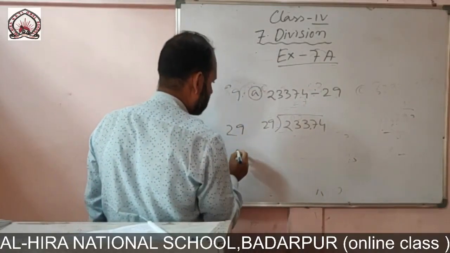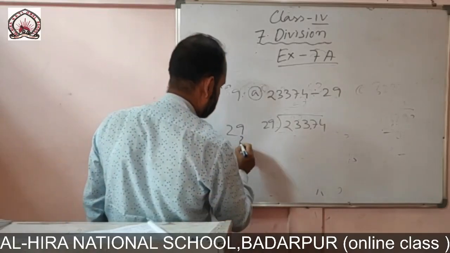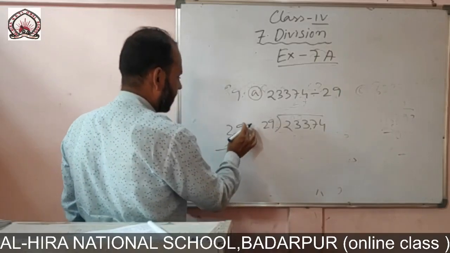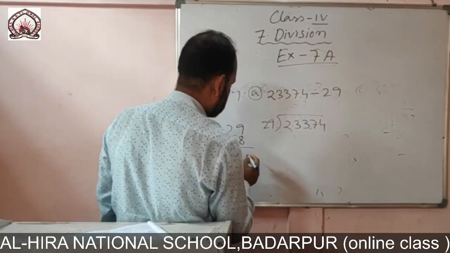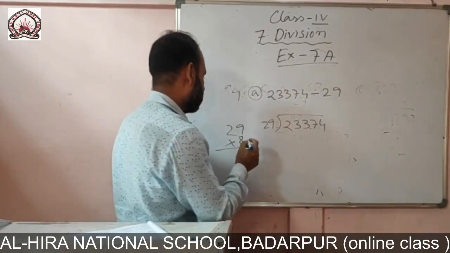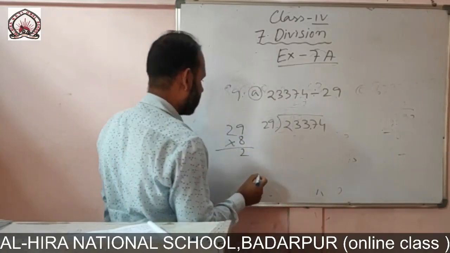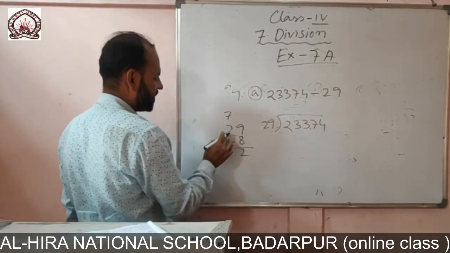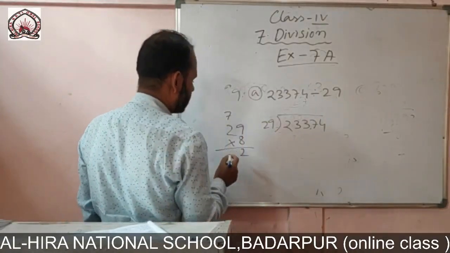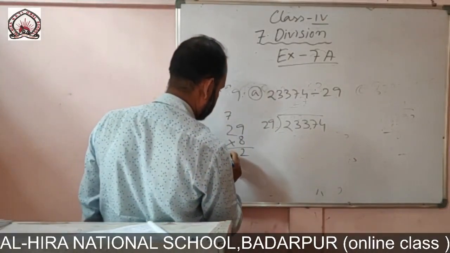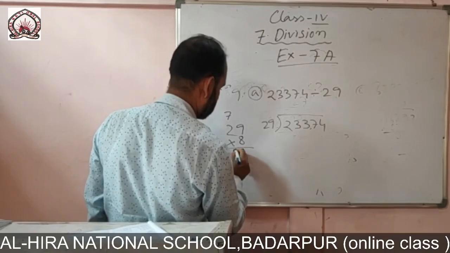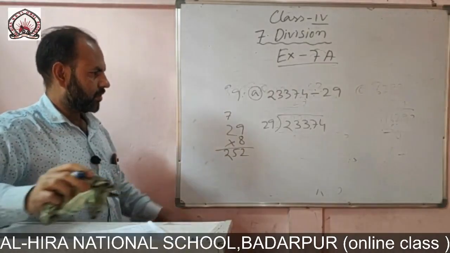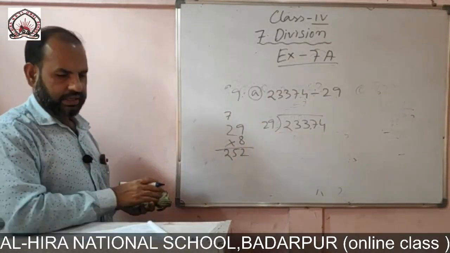So 29, 8 jar. 8 9 jar 72. 2, 7 in my hand. 2 8 jar 18. 18 plus 7 is 25. So it is more than 233.